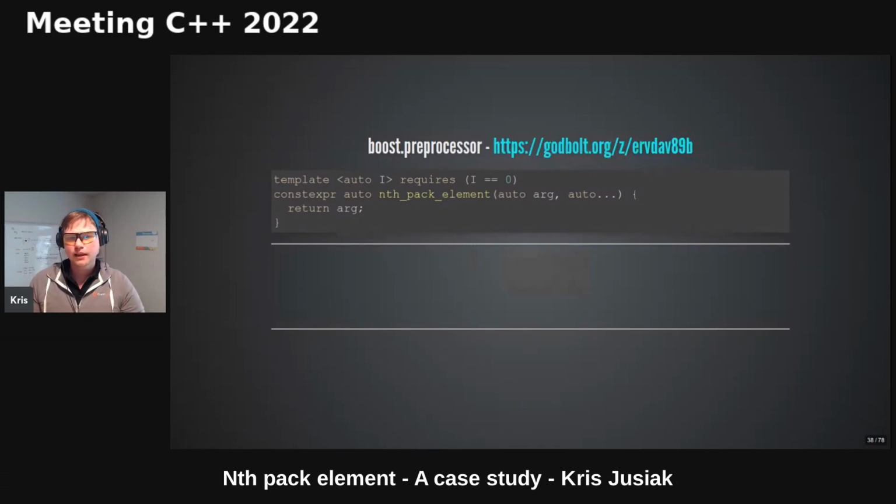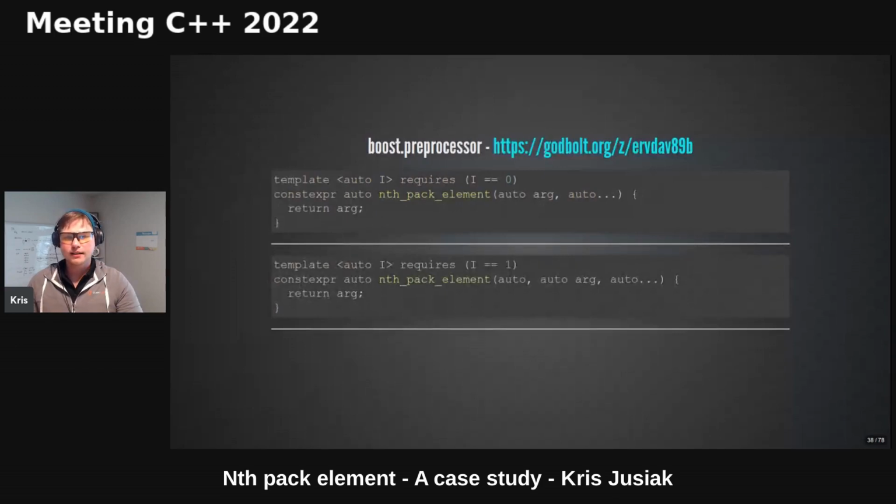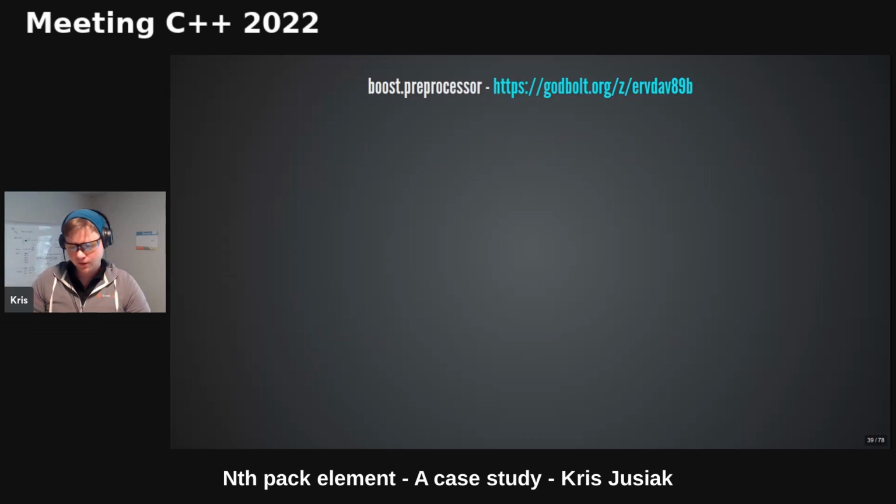We have the generation of the code happening for the different elements. So in that case, if the I equals 0, that means that's our element. We get the arg and we dispose everything else. If the I equals 1, we ignore the first one, get the second one and return that one, and ignore the rest. And if I equals 2, we would have auto to ignore 2 and get the third one and ignore the rest. So how to do that with Boost preprocessor?